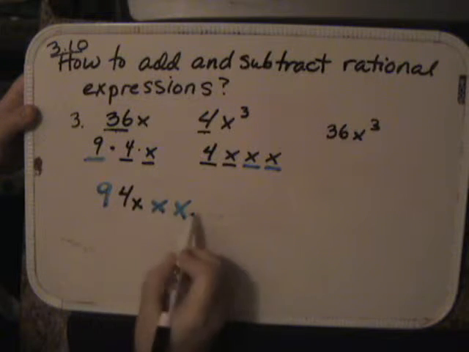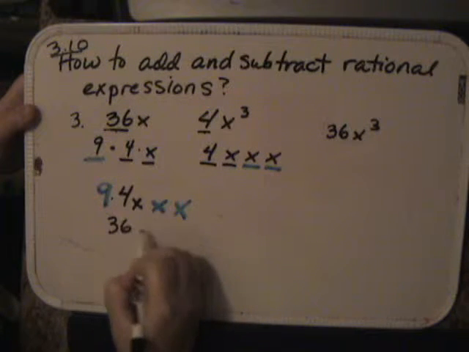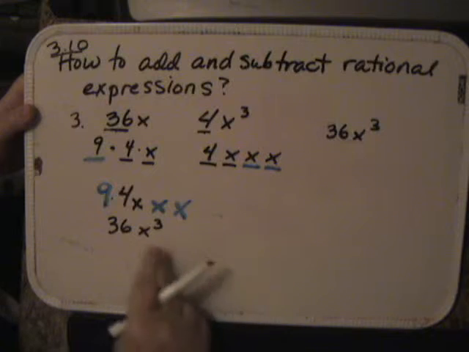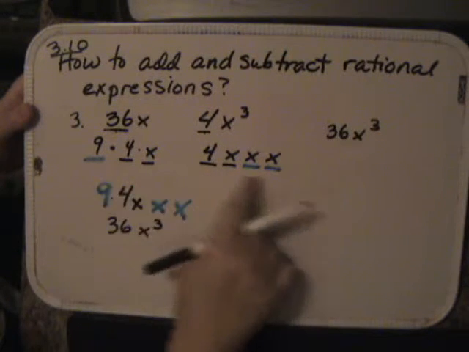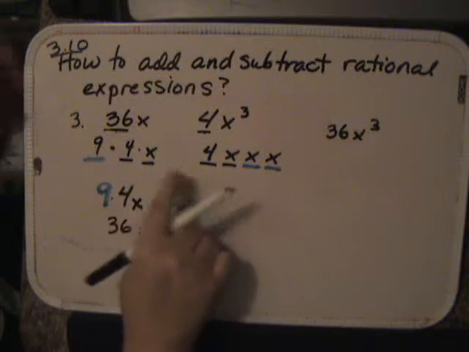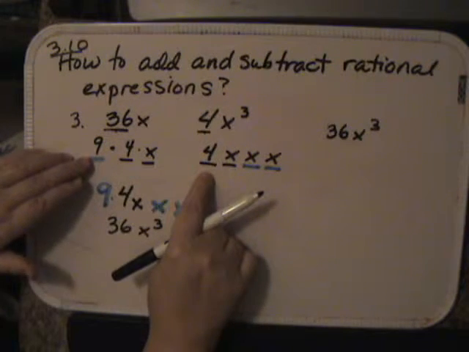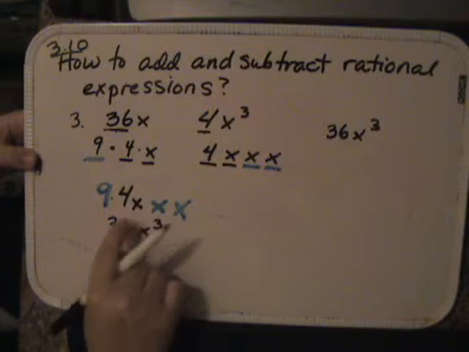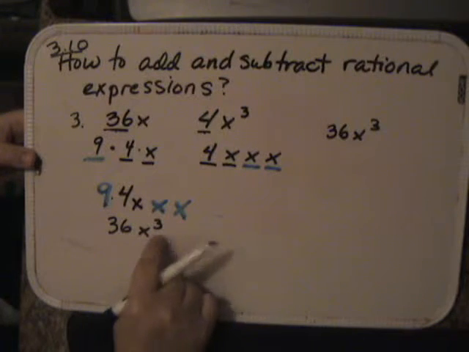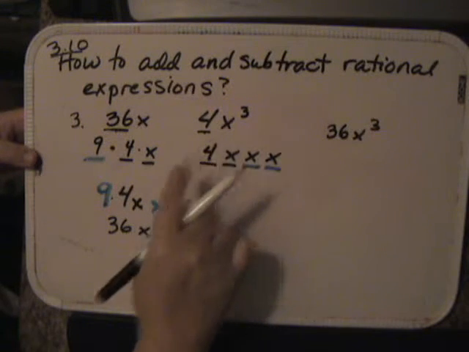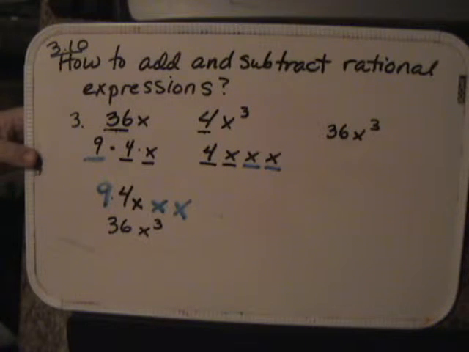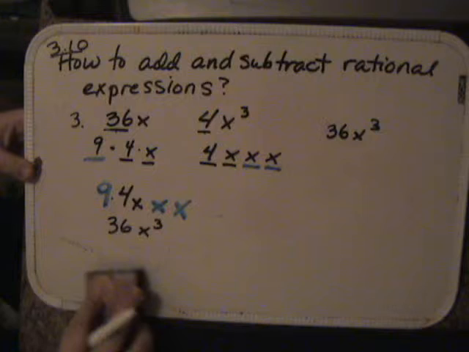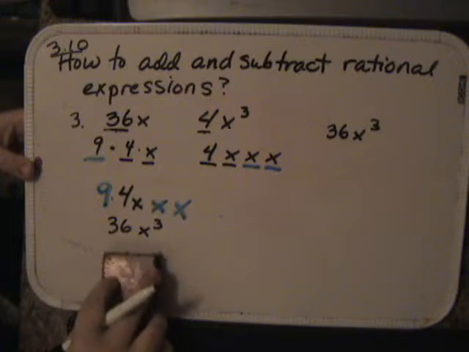Then we simplify this. 9 times 4 is 36, and then we have x cubed. So if you can't do it in your head, write it out. Write out what the factors are, and then say what's common and what's not. Just double check that 36x cubed goes evenly into 4x cubed, and it goes evenly into 36x. And it is the least common multiple. So that would be the answer for 3.